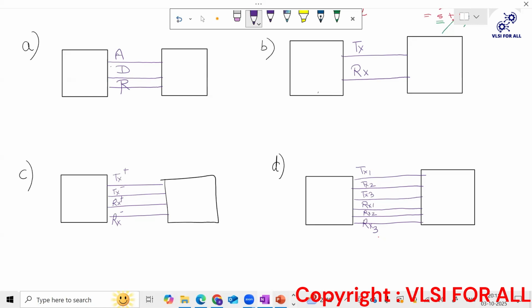My question is, which of them belong to parallel protocol, and which of them belong to serial? Serial communication and parallel communication? Tell me. It's a very simple question. No response.